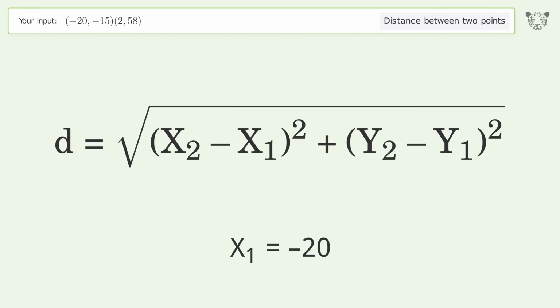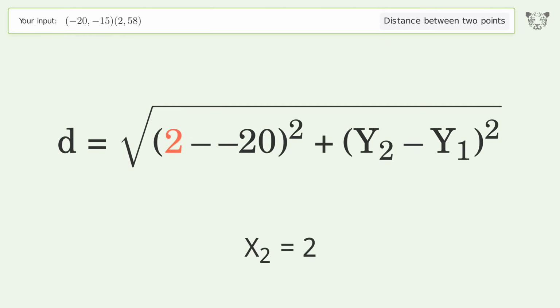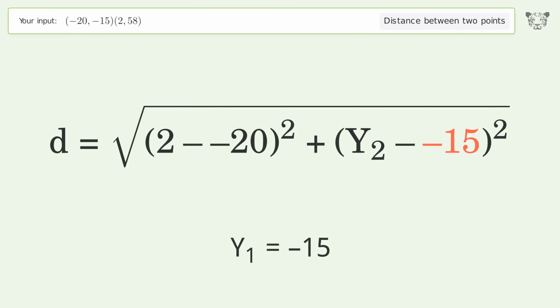x1 equals -20. x2 equals 2. y1 equals -15. y2 equals 58.